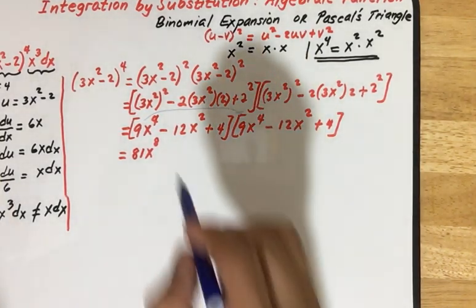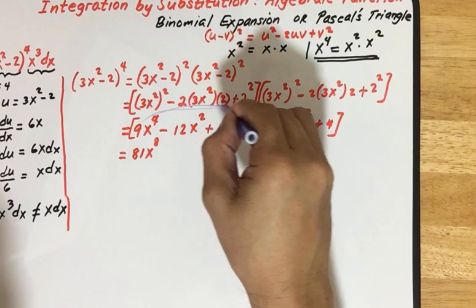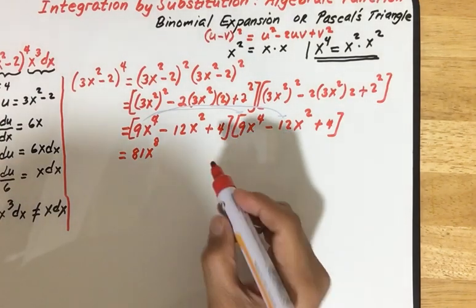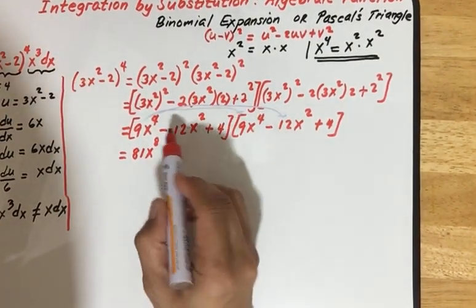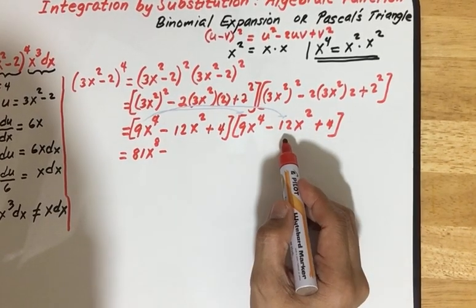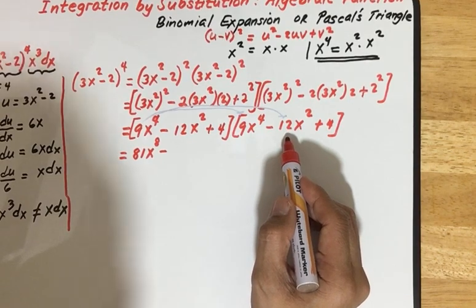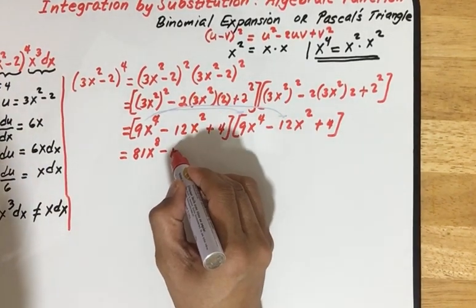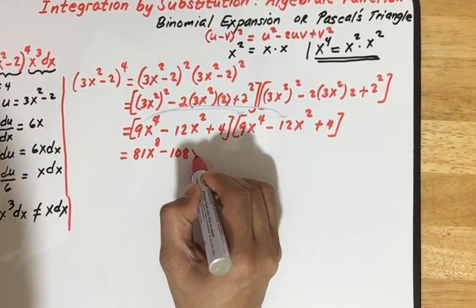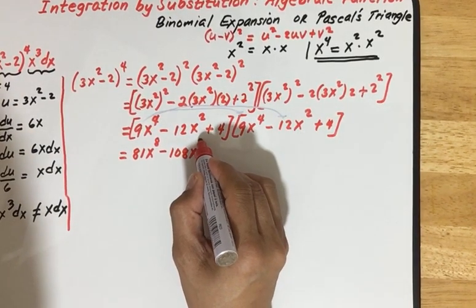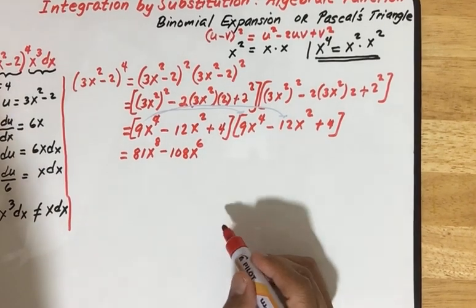Then next we have to multiply 9x to the fourth by negative 12x squared. So this will be minus, because this is plus and this is minus. 9 times 12 is 108, so minus 108. Then x to the fourth, x squared, so this will be x to the 6 because you just add the exponents.